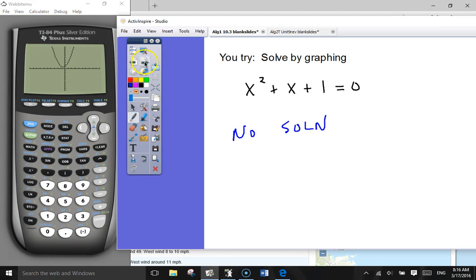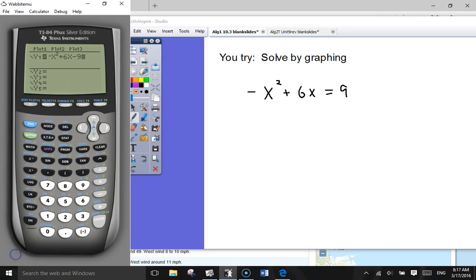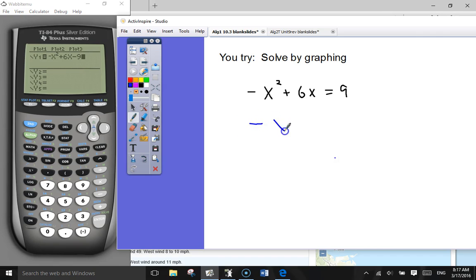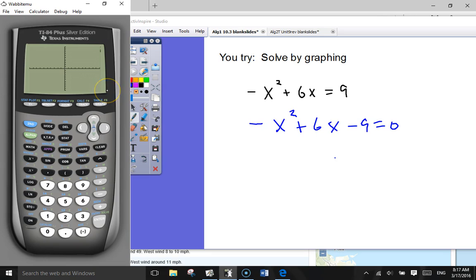Okay, try this one. All right, so make a 0 on one side. Put that in the calculator and then hit graph. And it's one of these, that's a perfect square trinomial. So that means that it's one factor squared, so it only has one 0, right? Again, 0 means x-intercept.